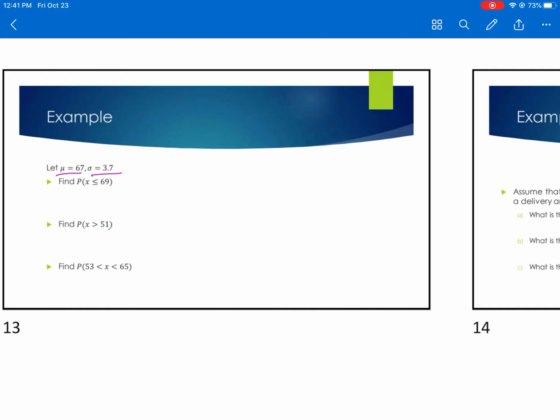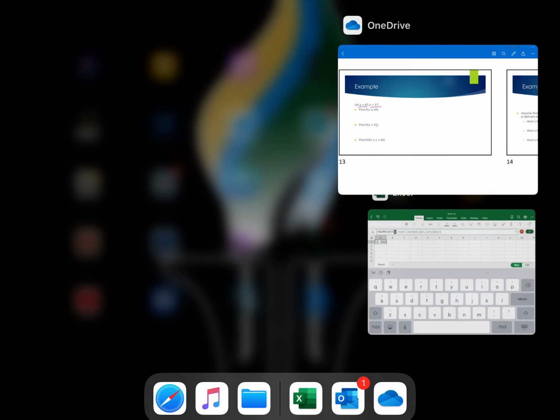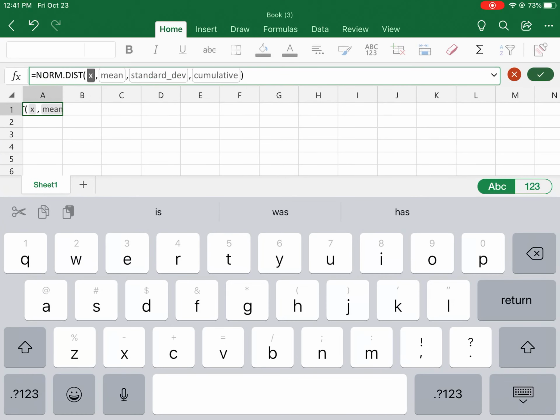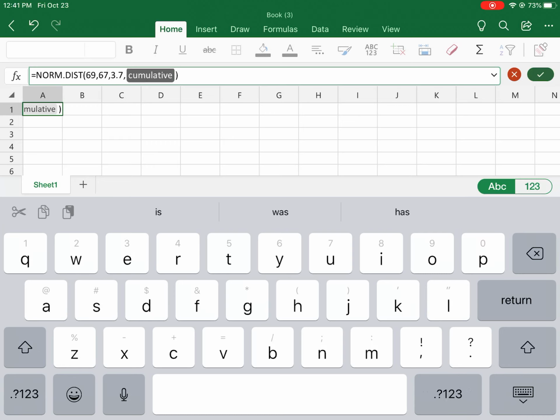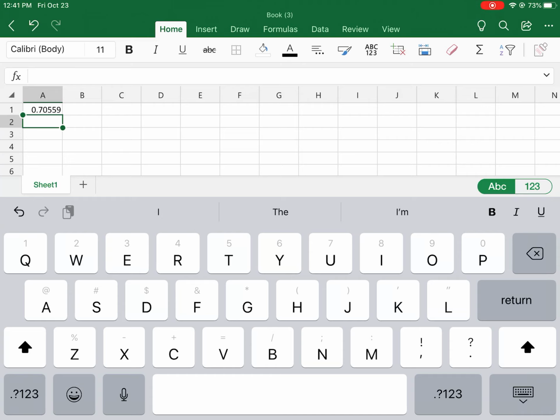Okay. So the mean is 67, standard deviation is 3.7, and then x. So this is 69, so I'm going to put in 69. My mean was 67, the standard deviation was 3.7, and again, this here is always true. Okay, and then I hit enter, and I get 0.70559. And that is my answer.